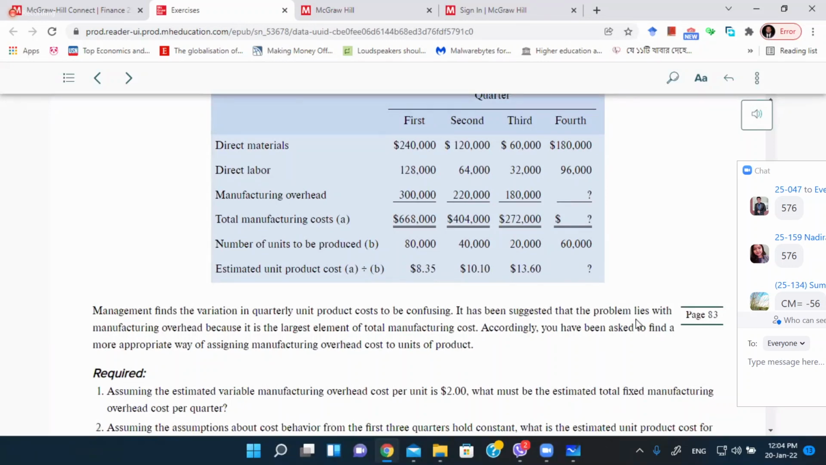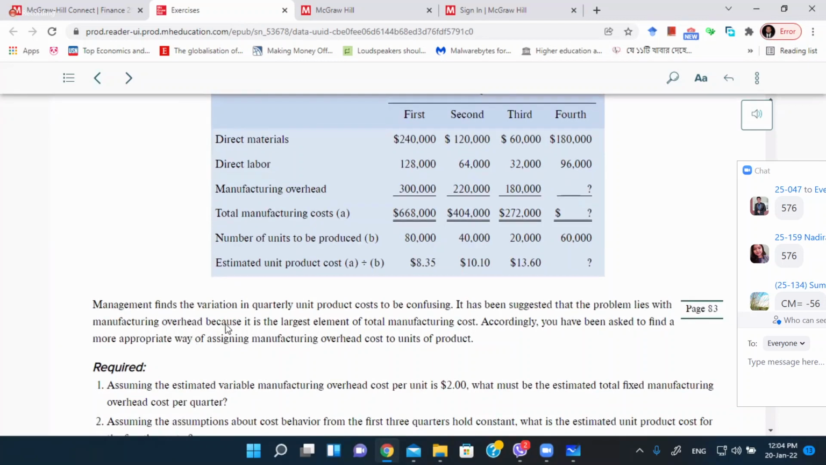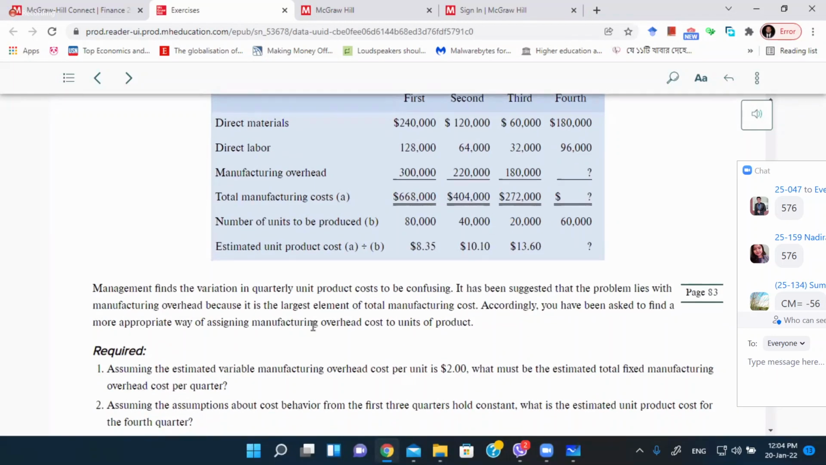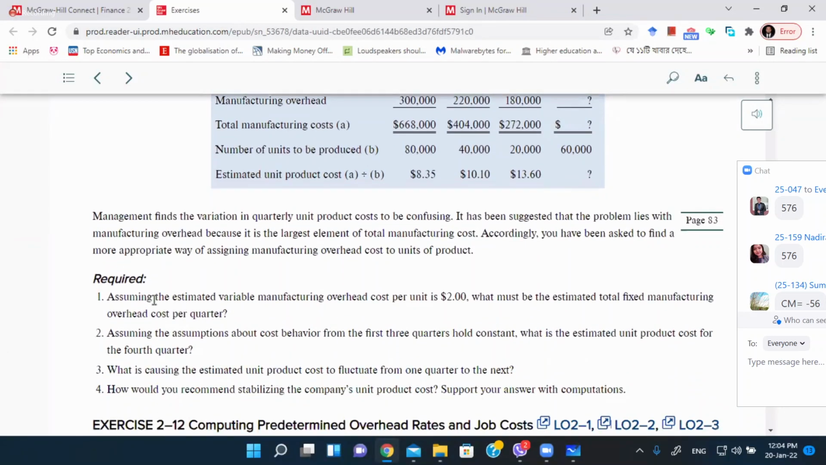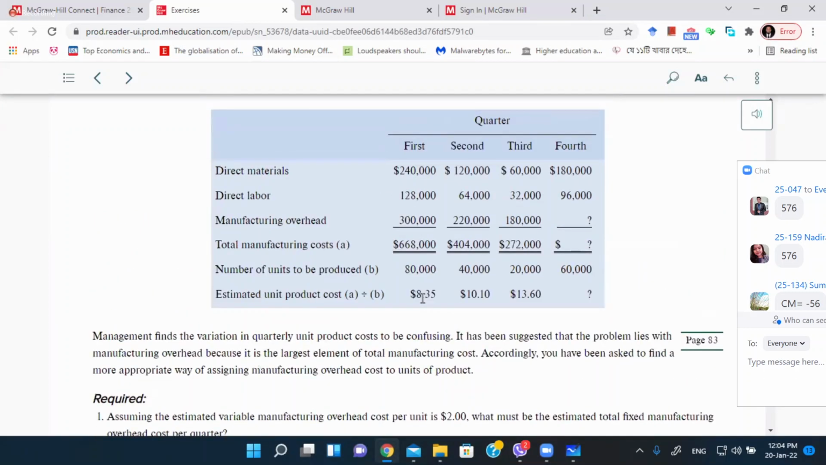It has been suggested that the problem lies with the manufacturing overhead because it is the largest element of total manufacturing cost. So out of the total cost, we see manufacturing overhead is contributing a significant part of the total manufacturing cost. Accordingly, you have been asked to find a more appropriate way of assigning manufacturing overhead cost to units of product. The requirement: assuming the estimated variable manufacturing overhead cost per unit is $2, what must be the estimated total fixed manufacturing overhead cost per quarter?